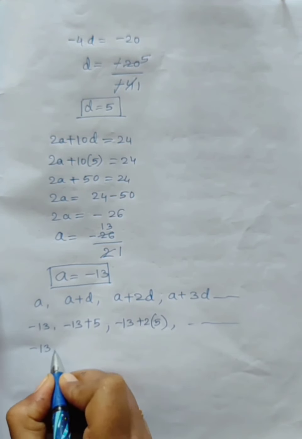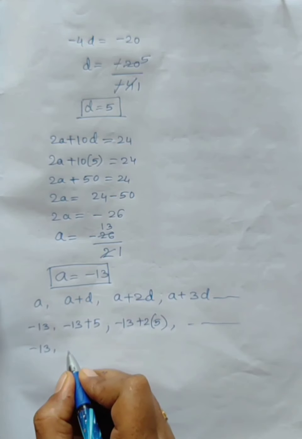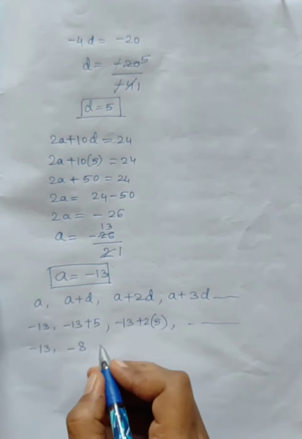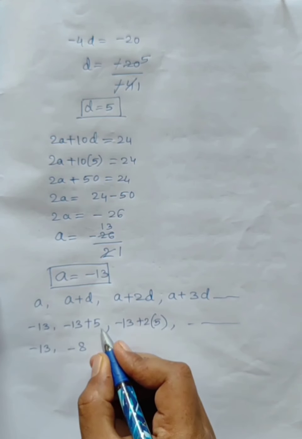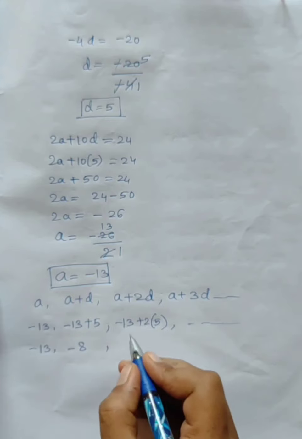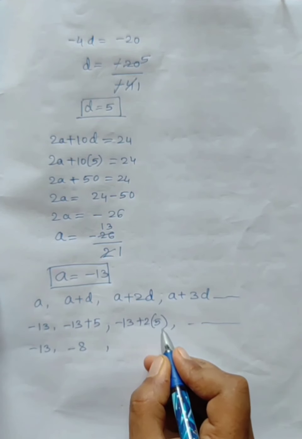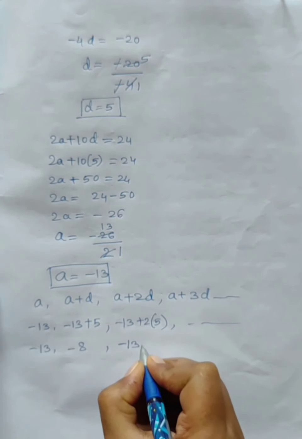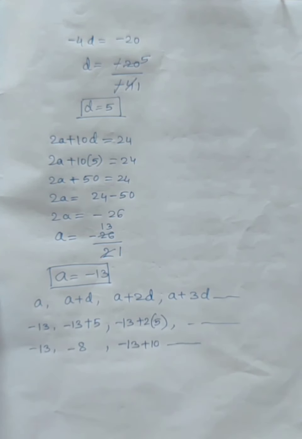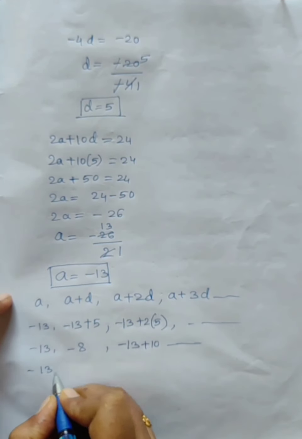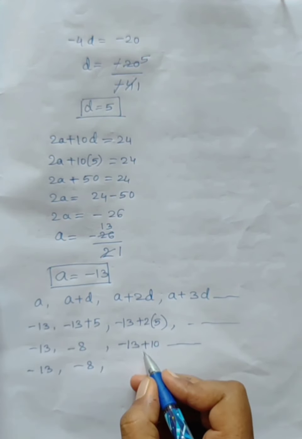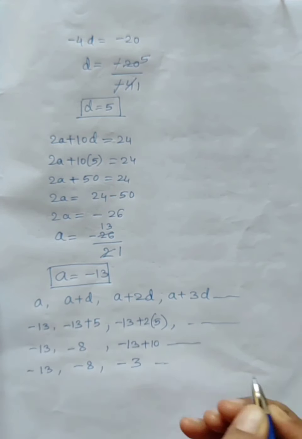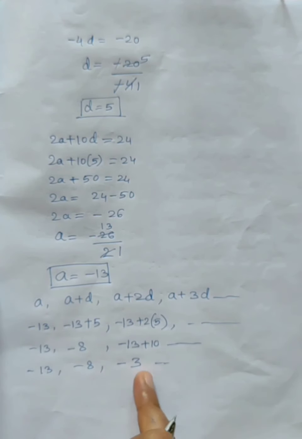Now minus 13 as it is, minus 13 plus 5 will be how much? It will be minus 8. Why the minus sign? Because 13 is greater than 5, so minus sign. Next is minus 13 plus 2 into 5. 2 5s are 10, so I will write one more step: minus 13 plus 10. So it is minus 13 as it is, minus 8... subtract 10 from 13, what are you going to get? You are going to get minus 3.